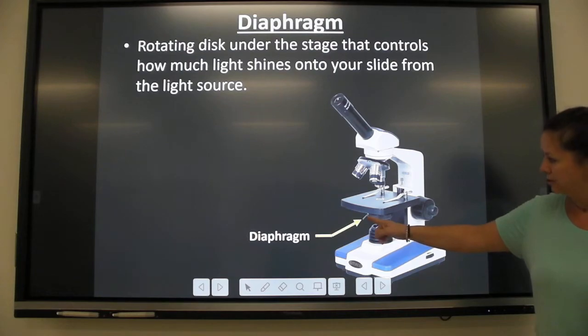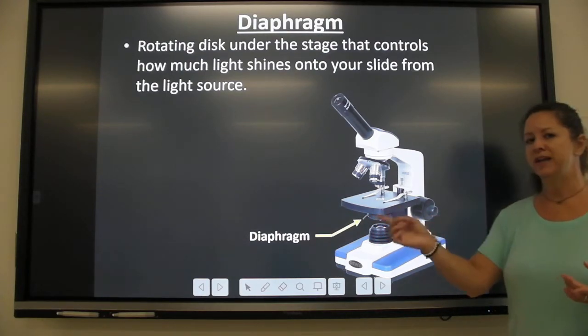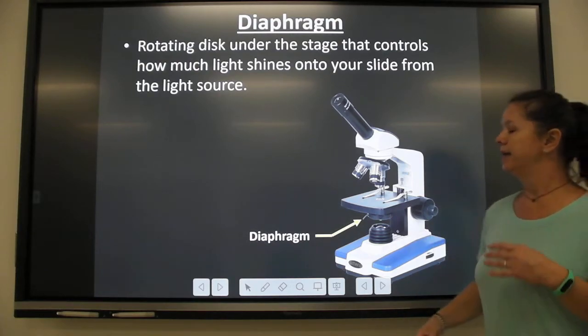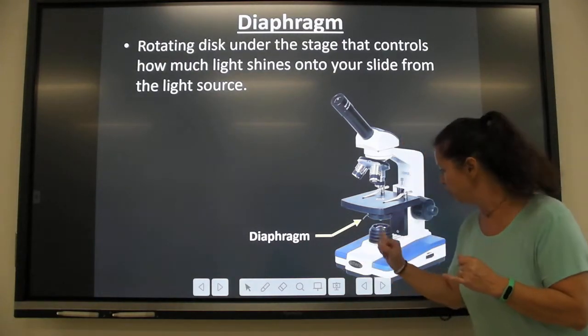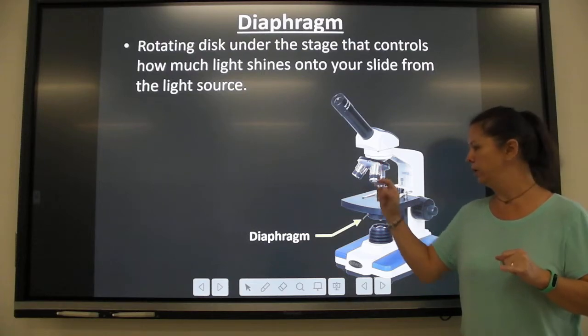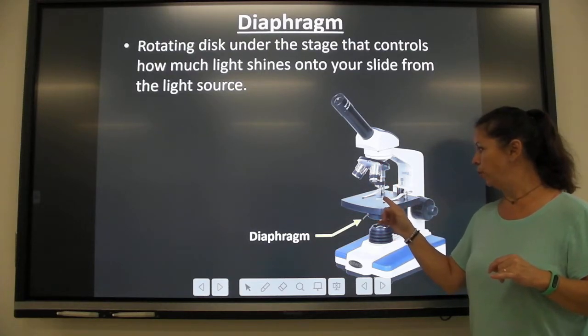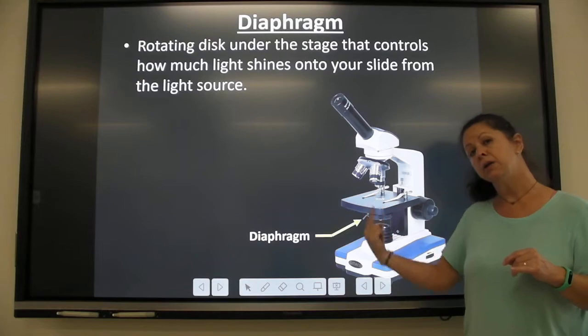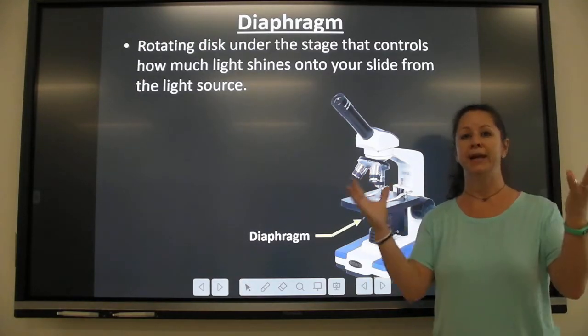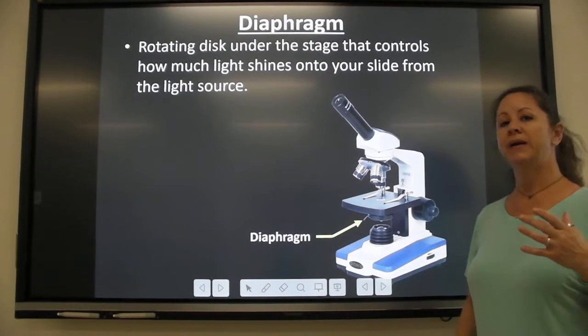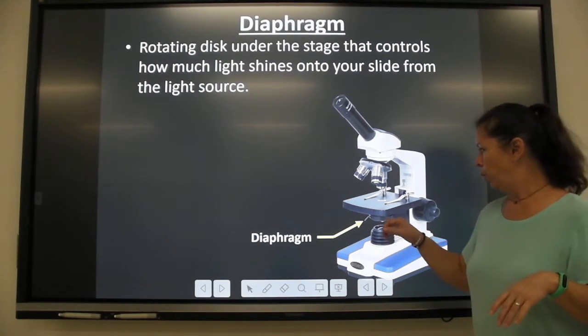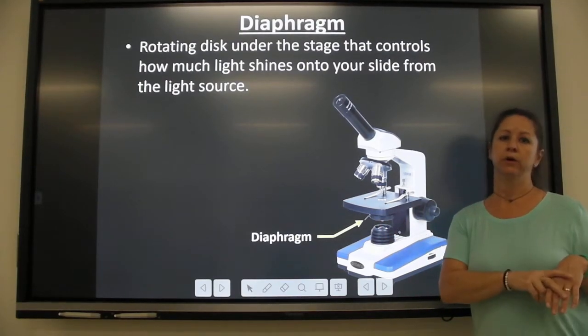The diaphragm is this little lever underneath, down here. All right, and that diaphragm is a rotating disc, and it controls how much light shines up through this little window on the stage. So it controls how much light illuminates your specimen on your slide. Now, we have two different kinds of microscopes in our lab.